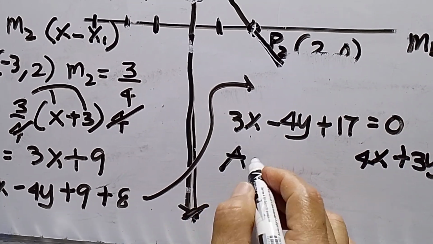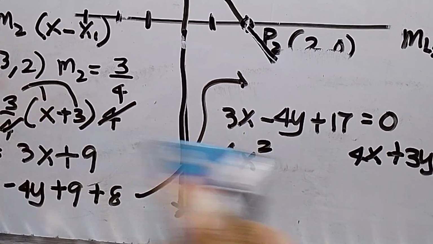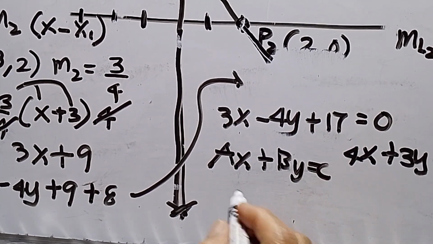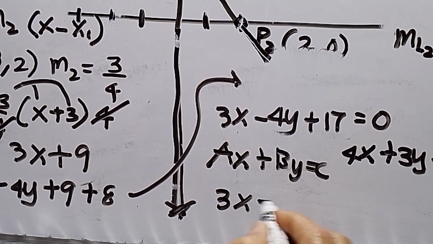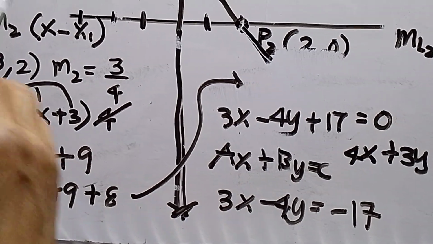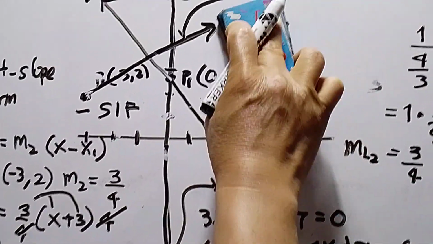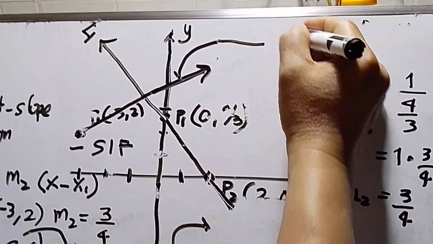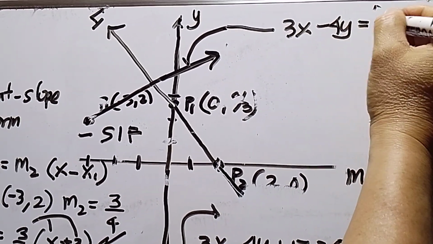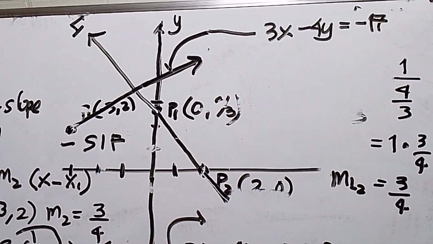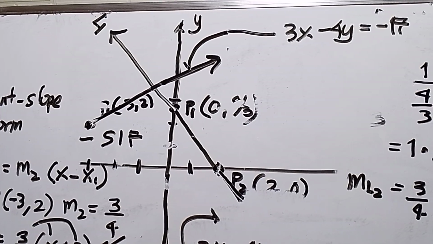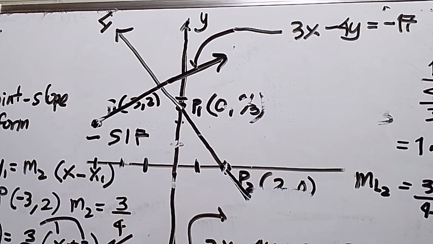The standard form of a line is ax plus by is equal to c. So this will be 3x minus 4y is equal to negative 17. So the name of this line is 3x minus 4y is equal to negative 17. So that is now the name of this line. Thank you, this is today's topic.